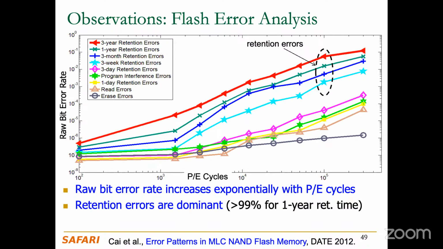You can see that, for example, for 1 year retention time, which is the green line, more than 99% of all the errors that happened for this PE cycle were due to retention errors. So if you really want to improve the reliability of your flash chips, you really need to work on retention errors. So that's one of the key observations here.